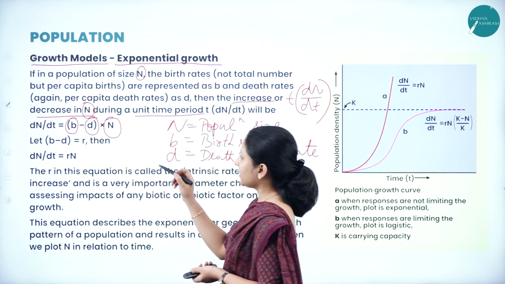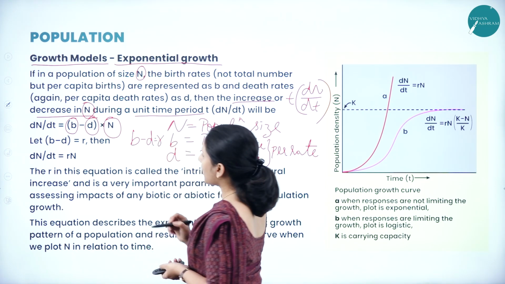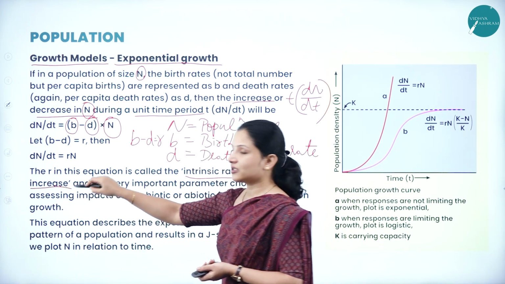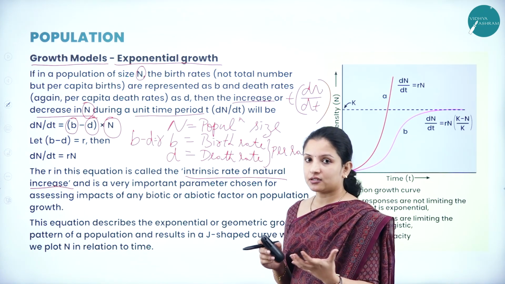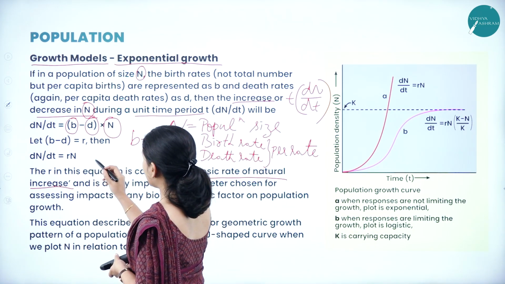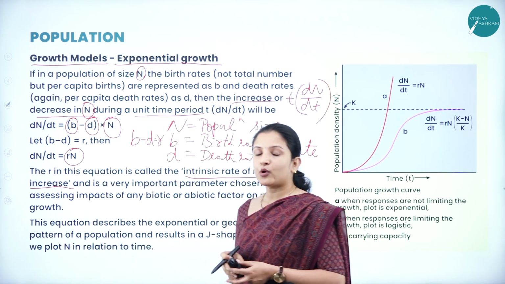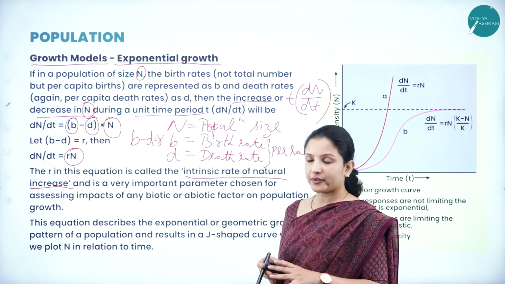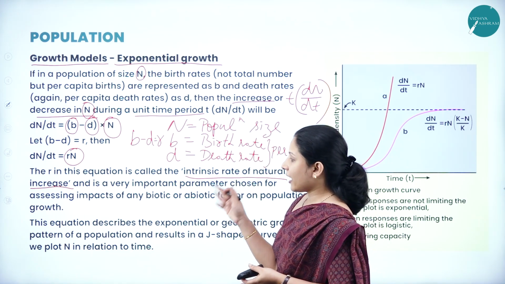So here B minus D can be represented by r. So r is nothing but the intrinsic rate of natural increase in the population. So instead of calculating it as B minus D, it is represented by r. Then dN by dt is equal to rN, where N is the population density, because of natural increase in the population. So that is how dN by dt is calculated as equal to rN.